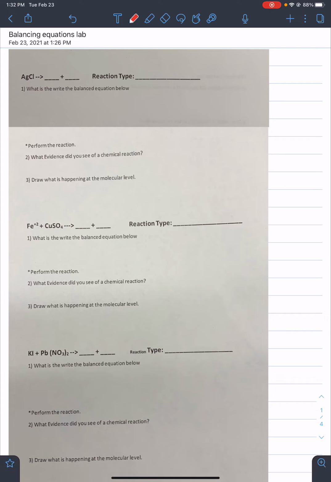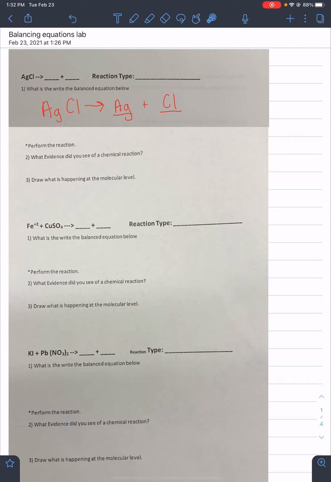Alright, so to predict the product, we're going to first figure out what is going to go on the other side of the arrow. So we have AgCl arrow. We have two blank spaces, so we know since we have just one thing on this side, it's going to split up into two separate things. So it'll split up into Ag and into Cl. Those are our elements that it's going to split up into.